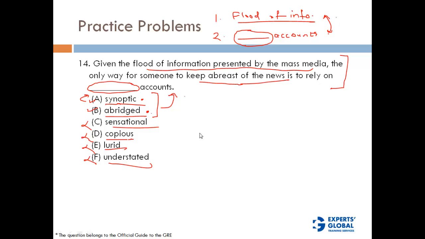The correct ones we have here are A and B. Put them back here. We say, given the flood of information today, the only way to keep up with the news is to rely on synoptic or abridged accounts of the news. So this goes in the context. The correct answer is A and B.